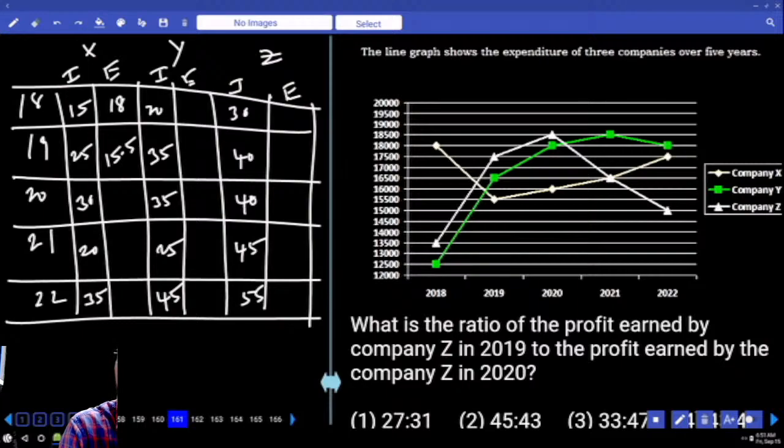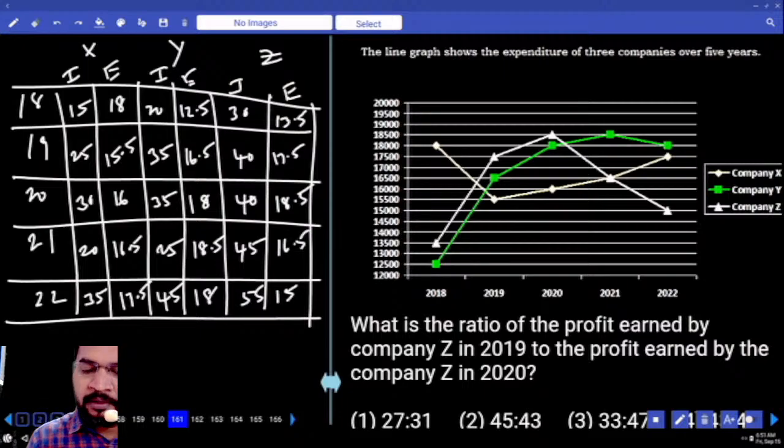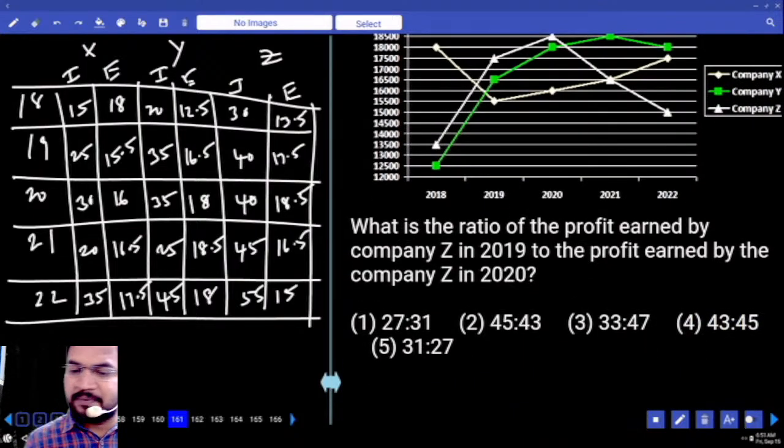Okay? Next. 16, 16.5, 17.5. Next Y: 12.5, 16.5, 18, 18.5, 18. Next, Z company: 13.5, 17.5, 18.5, 16.5, 15. So once you fill this data, questions are very easy for you.